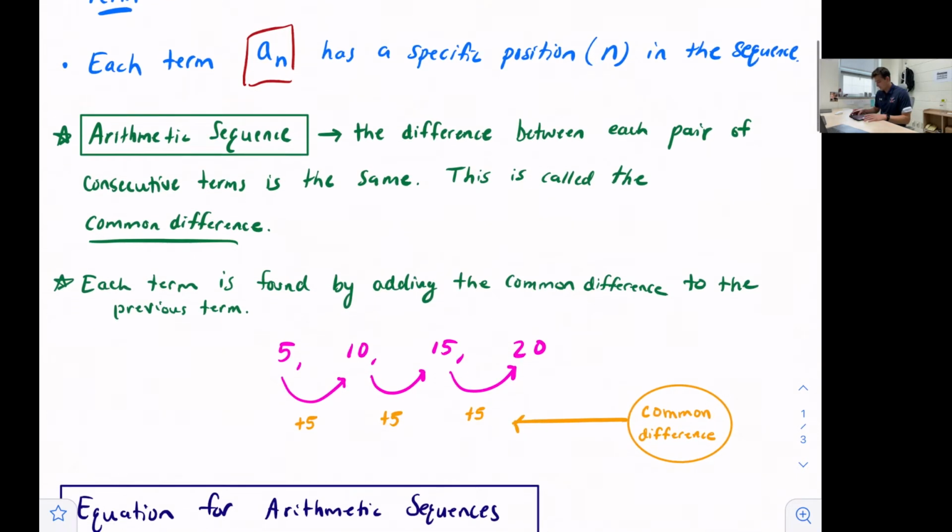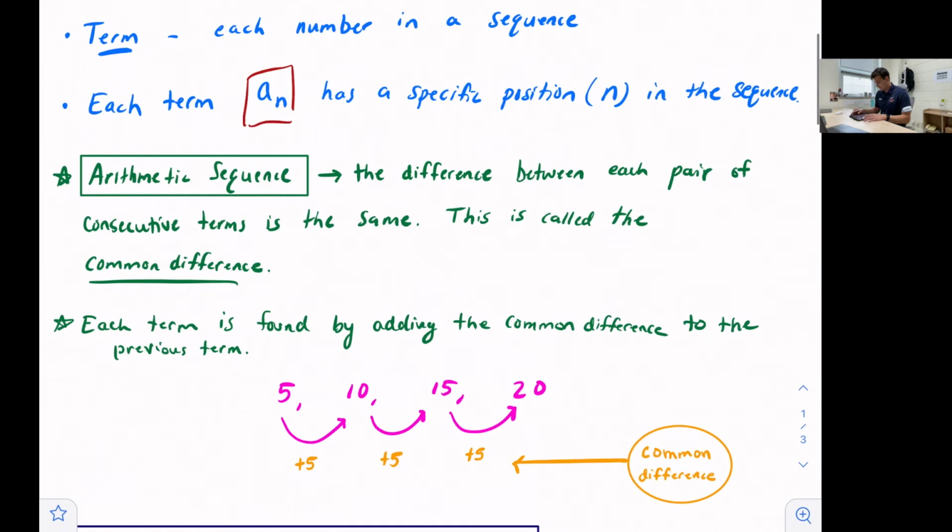All right, so let's talk about arithmetic sequences. An arithmetic sequence tells us that the difference between each pair of consecutive terms is the same, and this is called the common difference. So each term is found by adding the common difference to the previous term. If we look at our example here, we have 5, 10, 15, and 20. We are increasing, so our common difference here is 5. We add 5 to each term to figure out what the next term would be. So the 5th term would be 25, the 6th term would be 30, and so on and so forth.